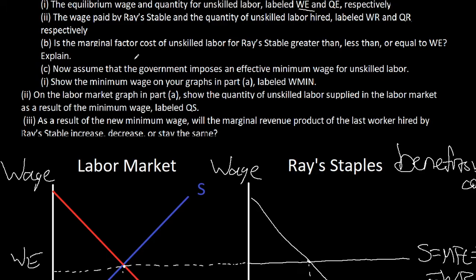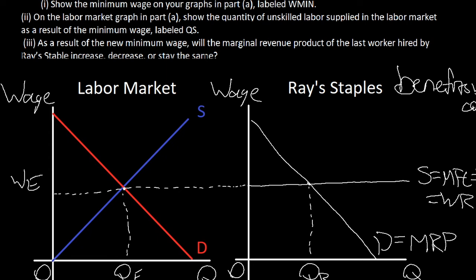Part C is asking, now assume that the government imposes an effective minimum wage for the unskilled labor, and we first have to show the minimum wage on your graph in part A, labeled W min. So since this is an effective minimum wage, that means it's above the equilibrium price since it's actually working. You can really choose any point, but let's just choose here for more space. Let's call that W min.